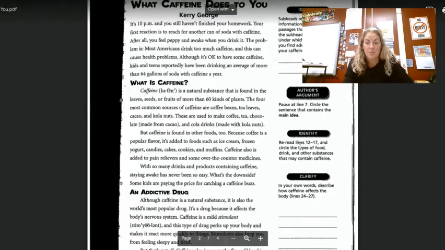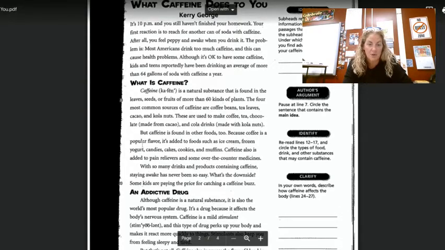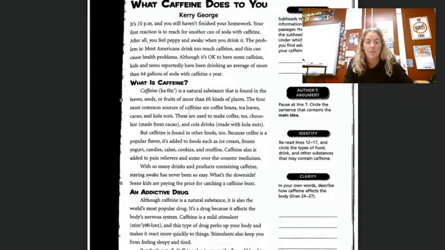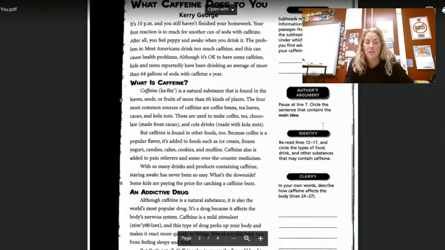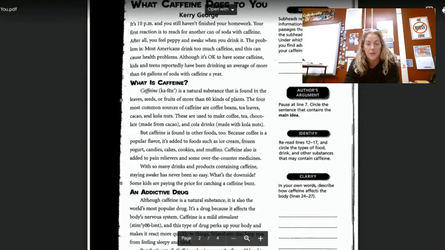Moving on, it says reread lines 12 through 17, which I know my page numbers are cut off, but that's right through this area in the middle of the what is caffeine section. Encircle the types of food, drink, and other substances that may contain caffeine. So, of course, they listed coffee beans, tea leaves, chocolate, cola drinks, ice cream, yogurt, candies, cakes, cookies, muffins. So there were a lot of things you could have circled there.